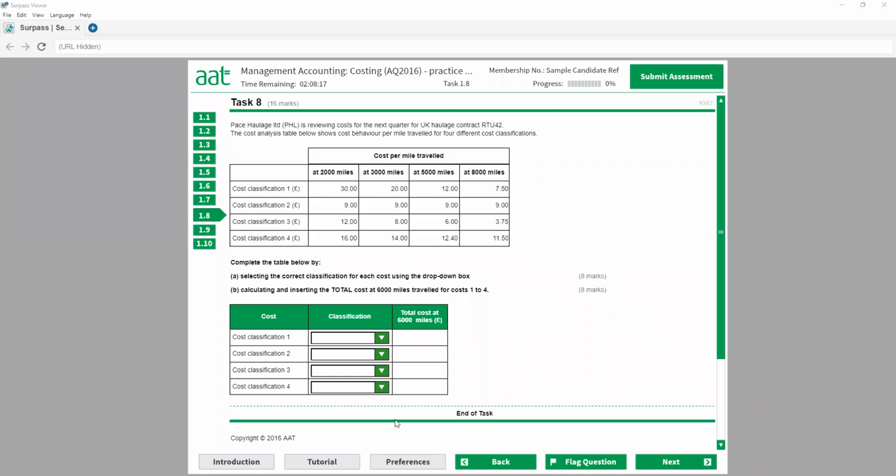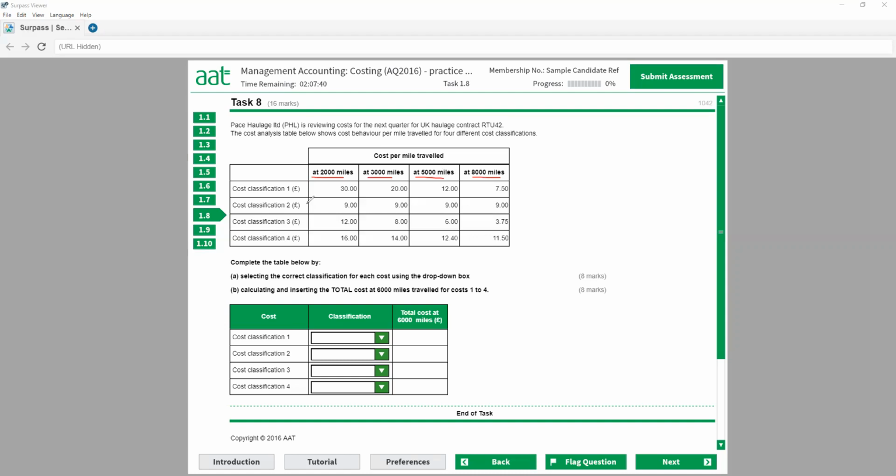All right, the first one you can see here, it says the cost classification. And we have the question here. It says AP Limited is reviewing cost for the next quarter for a UK contract R2U42. The cost analysis table below shows cost behavior per mile travelled for 4 different cost classifications. So we have 4 different mileages here: 2000 miles, 3000 miles, 5000 and 8000.